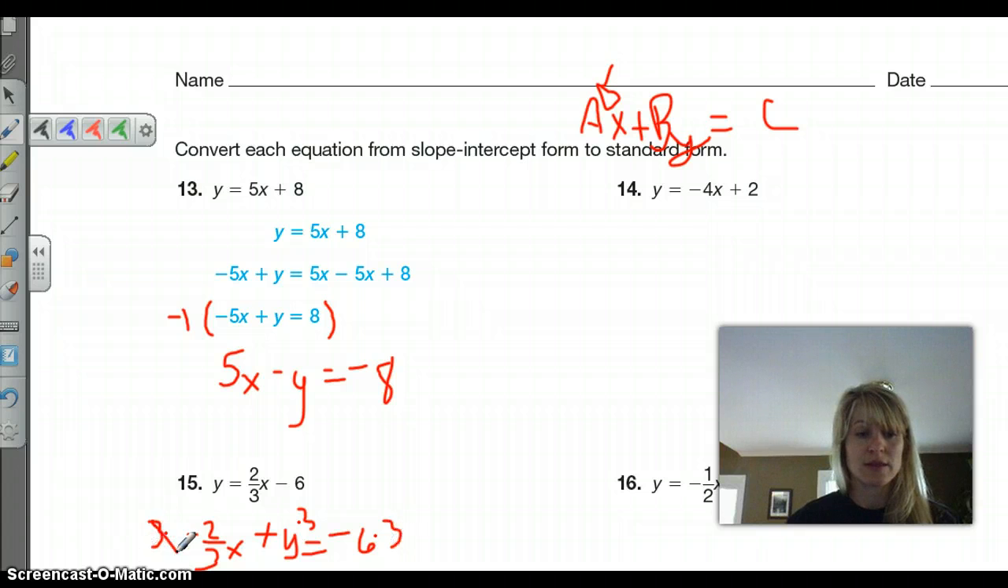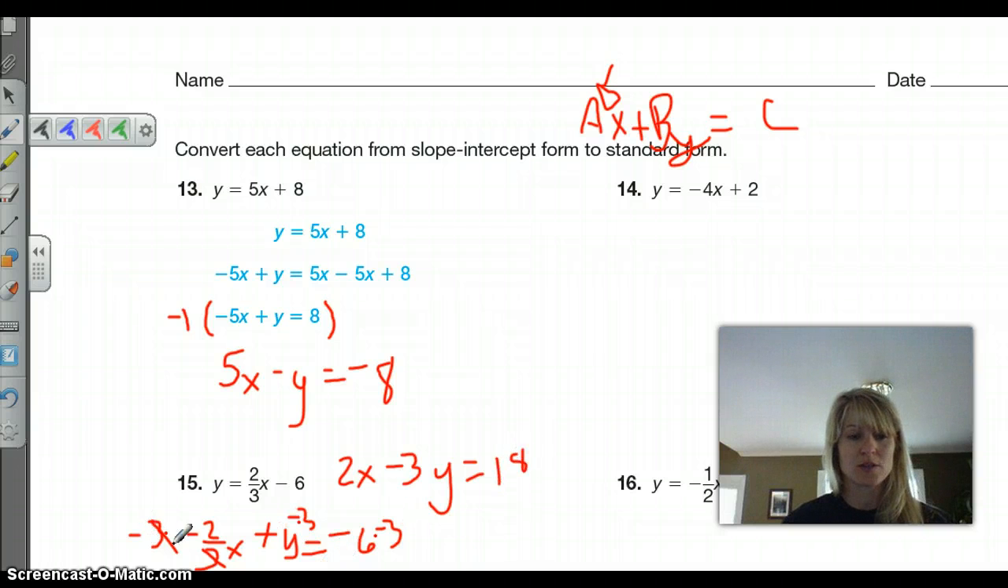So then these cross off. I actually should do -3 to make that 2 positive. So these cross off, and the negative times the negative is a positive. So that's actually going to give me 2x. And then -3 times y is -3y. And then -6 times -3 is +18. So pay attention to these fractions. The fractions you got to multiply by the denominator. Okay?